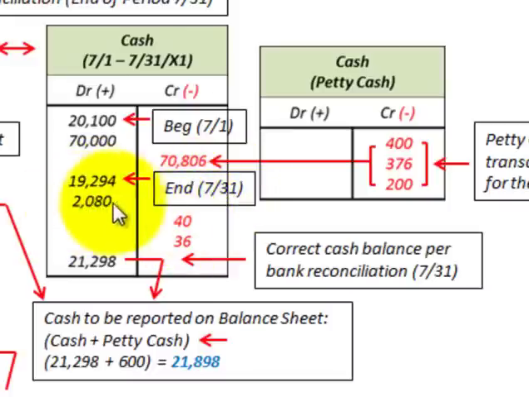And then for the bank reconciliation, remember we had that $2,080 note received by the bank on behalf of the company, so we would debit our cash, or increase it, by $2,080. Then we'd credit, or reduce, the cash by $40 for the bank expense that was charged, and then by $36 for the correction on that check. So what we ended up with is a cash amount of $21,298. Now that was what we called the correct cash balance per this bank reconciliation on 7/31.